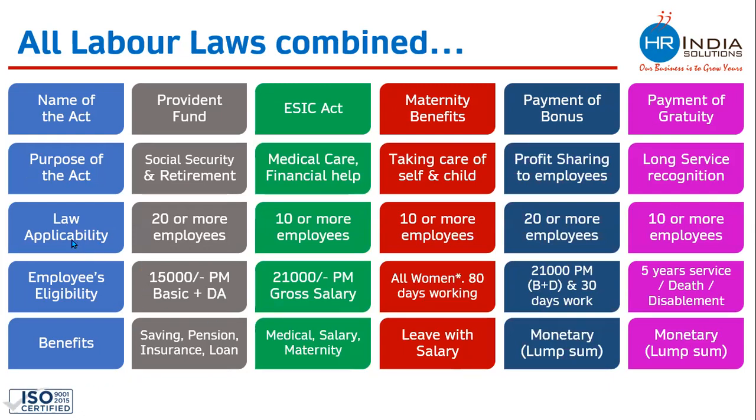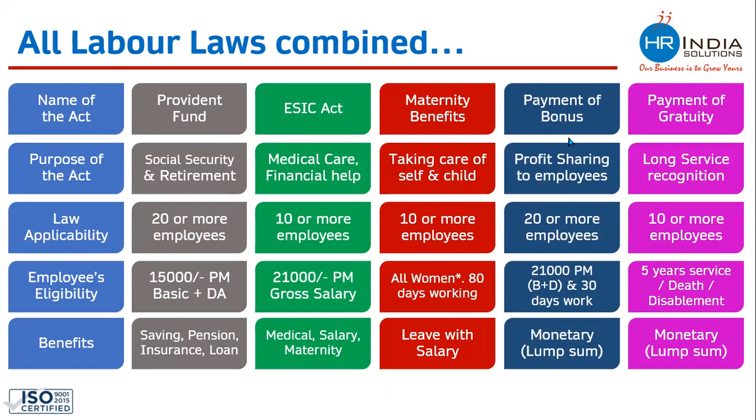This is the law applicability. These laws are applicable in which company: 20 or more, 10 or more, 10 or more. So which employees come under all these labor laws: Provident Fund, ESIC, maternity benefit, payment of bonus or gratuity. These 15,000, 21,000, all these salary limits are there.